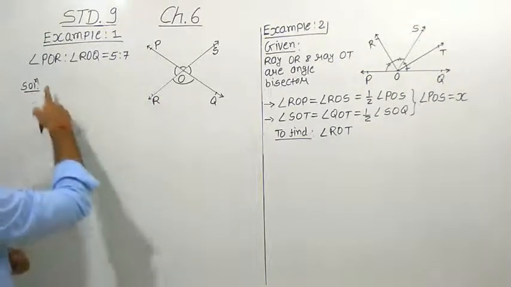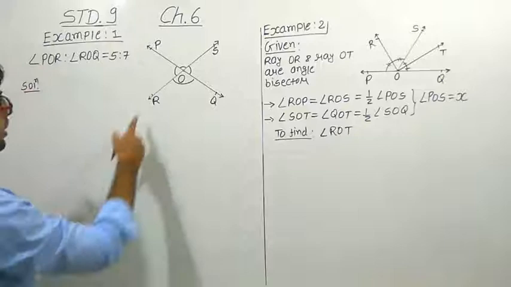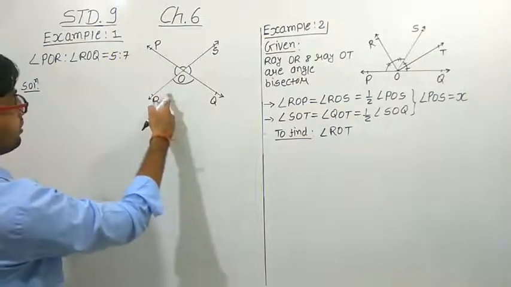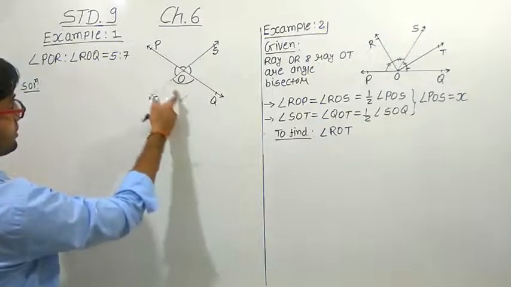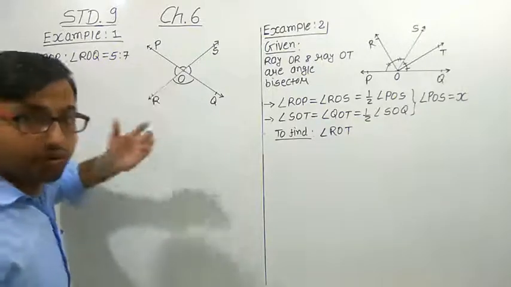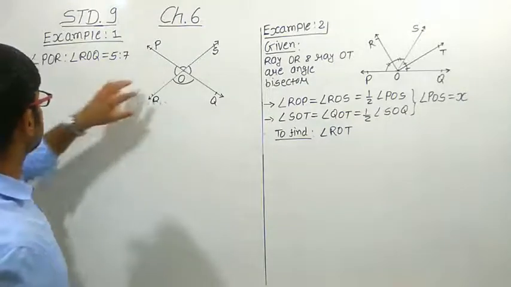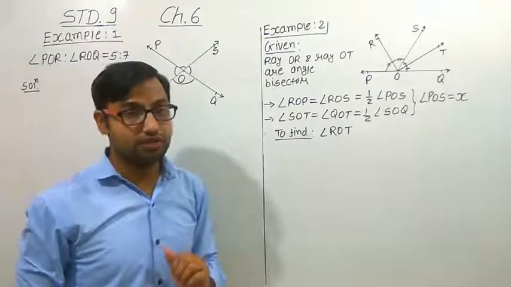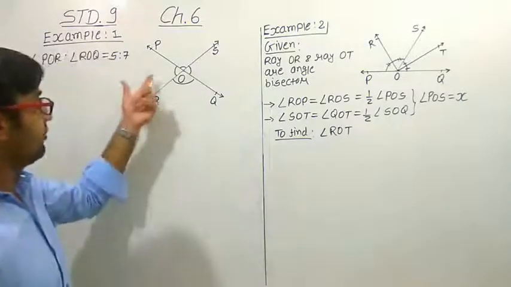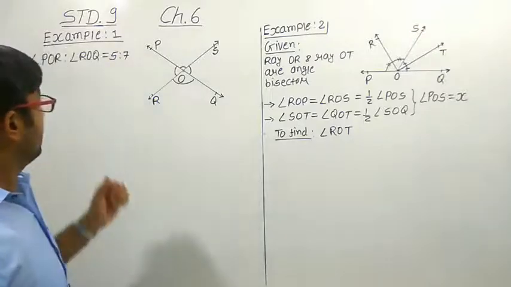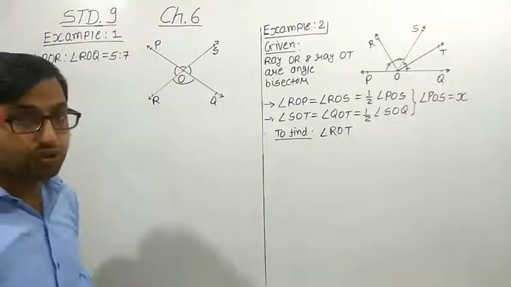So one of the ratios we have been given is angle POR to angle ROQ. These two angles are adjacent angles, that we know very well now. And the ratio of these two angles we have been given, and that is 5:7. We have not been given the direct value of this angle. We have been given the ratio. So how can we find the angles from the ratio?